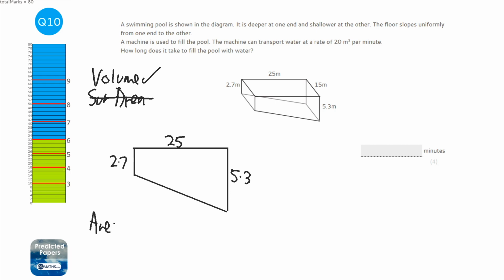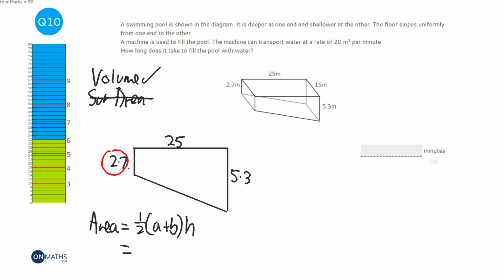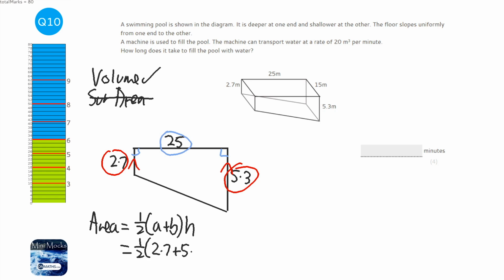So we've got to first of all work out the area. Now the area of a trapezium is half A plus B h. Now, A and B are always the two parallel sides, and then the height is the one that connects them at right angles. So the height is going to be 25 there. And all you're doing is working out the average of the two bases, the 2.7 and the 5.3. We're going to times that by 25.